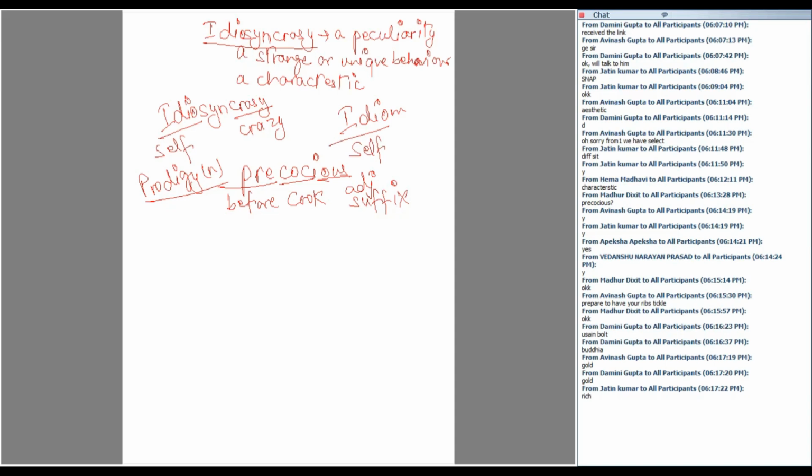Some people say, is it OCD, obsessive compulsive disorder? Now, OCD is a disease. Idiosyncrasy is not a disease. Idiosyncrasy is just your behavior. That does not necessarily mean that you need medication or need to go to the hospital. So that is the difference.